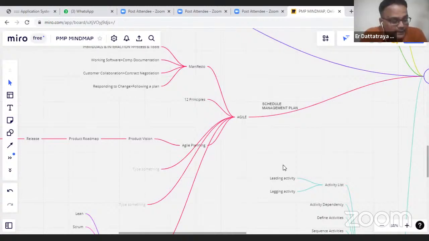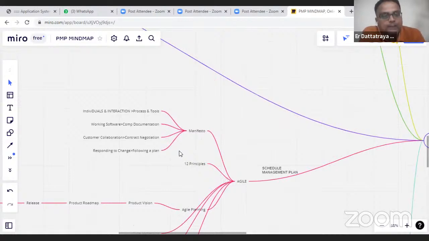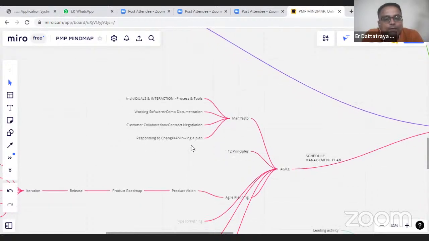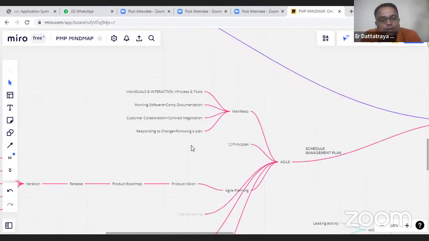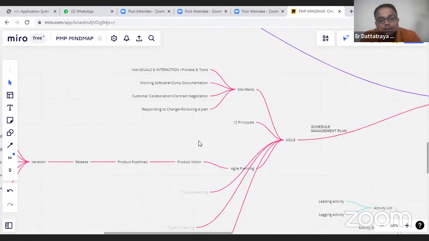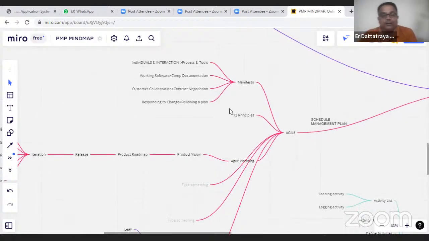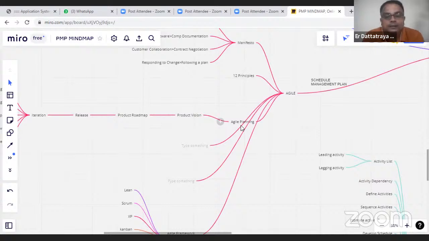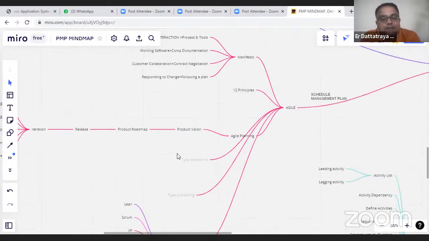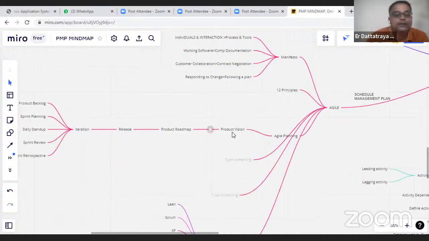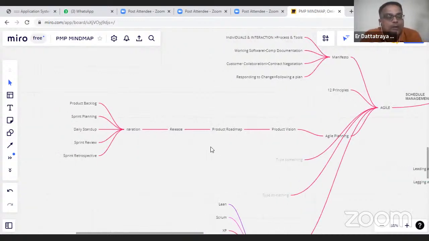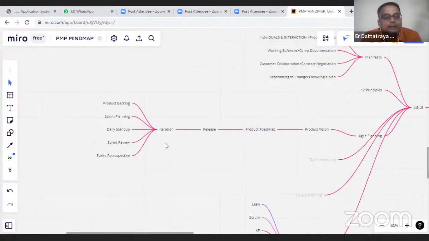So Agile is basically a mindset. We start with the manifesto. There are four major points in the manifesto: individuals and interaction over processes and tools, working software over comprehensive documentation, customer collaboration over contract negotiation, and responding to change over following a plan. Then there are the 12 principles of Agile. Then in Agile planning, we first develop the product vision, then product roadmap, then we do the release planning, and then the iteration planning.